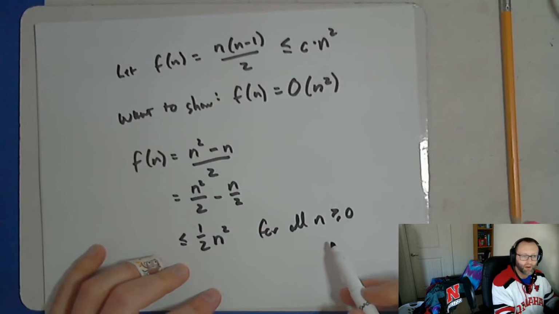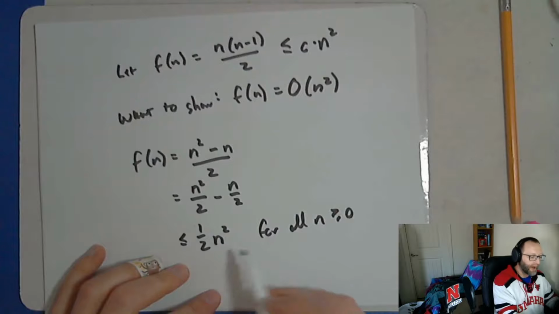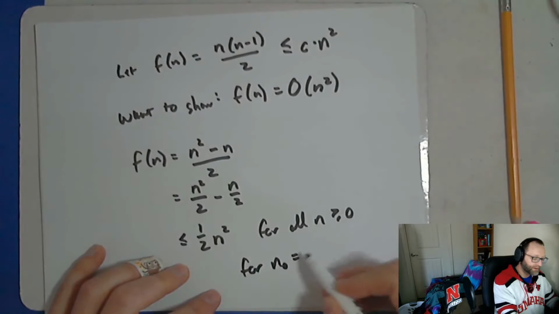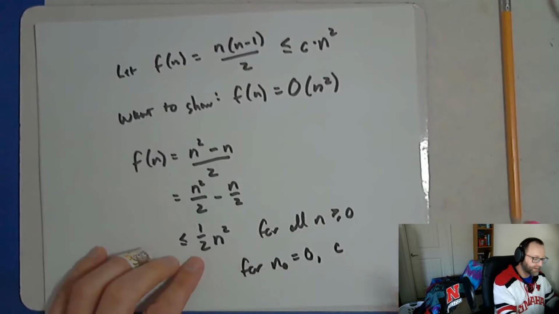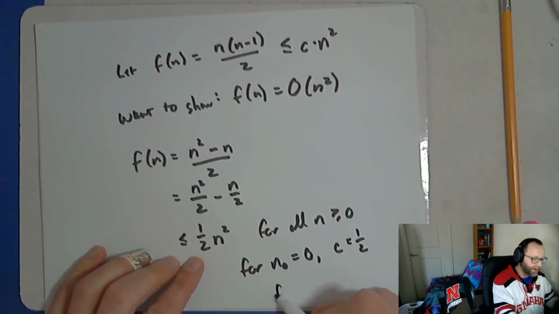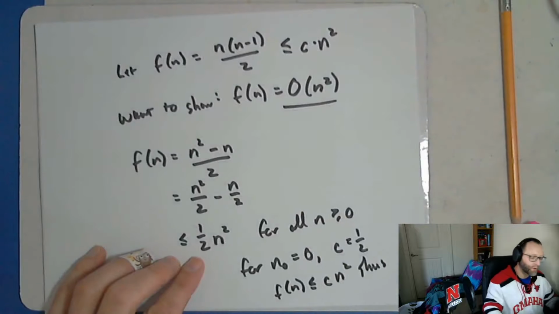We don't care about negatively sized inputs because there's no such thing. It doesn't make any sense. Okay? So for n not being 0, and c coming directly out of Gauss's formula, c being 1/2, the inequality holds. F of n is less than or equal to c of n squared. Thus, this holds. It's order n squared. Okay?